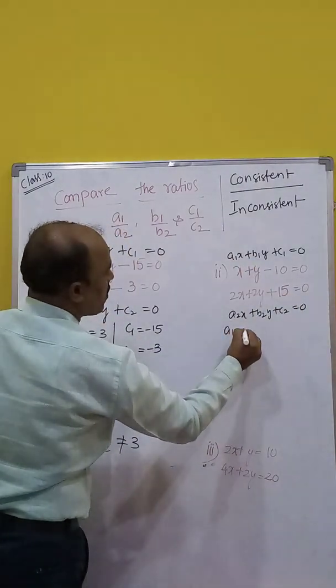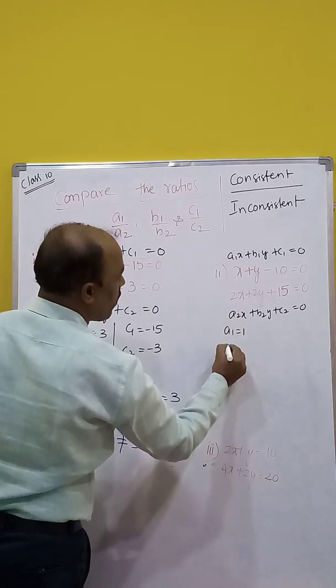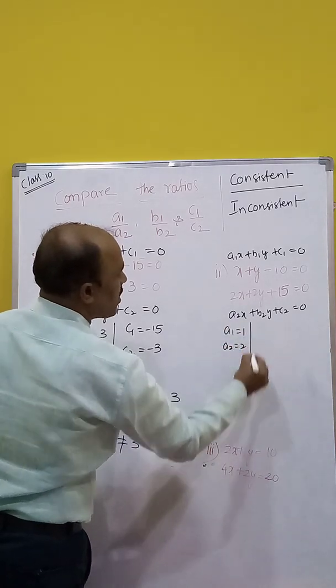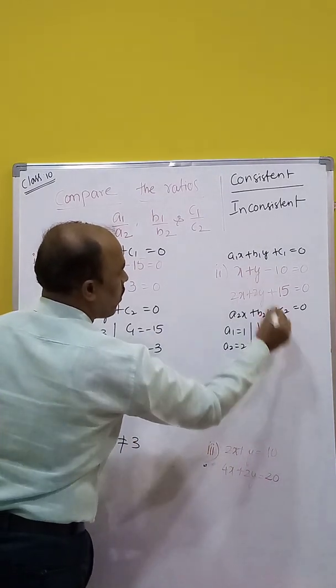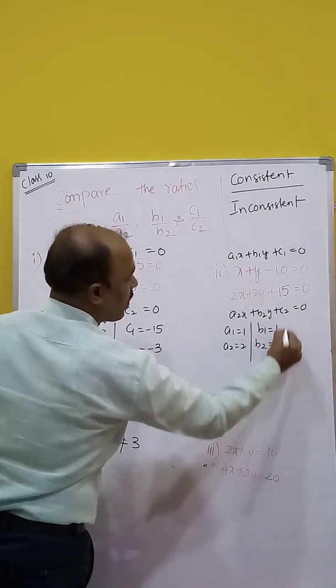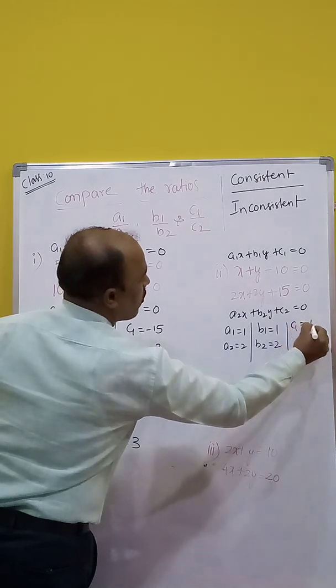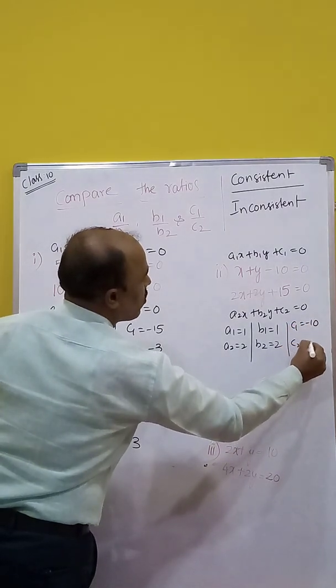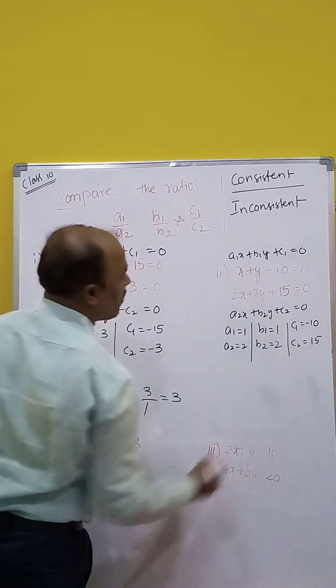a1 value is 1 and a2 value is 2. Second one, b1 is equal to 1 again, b2 is 2. And last one, c1 is equal to minus 10 and c2 is equal to plus 15.